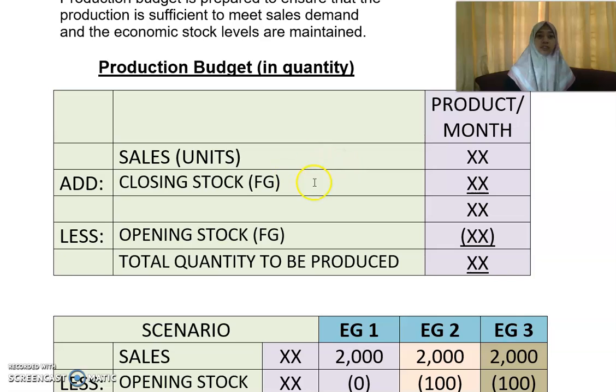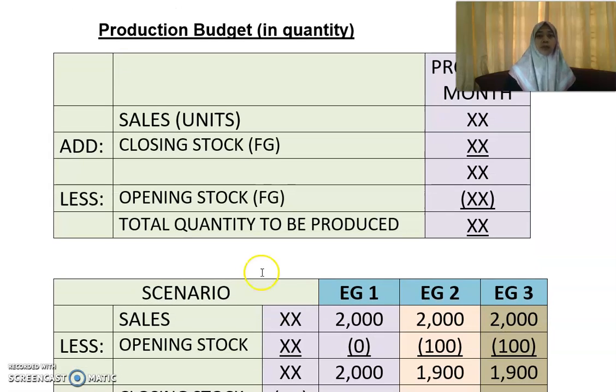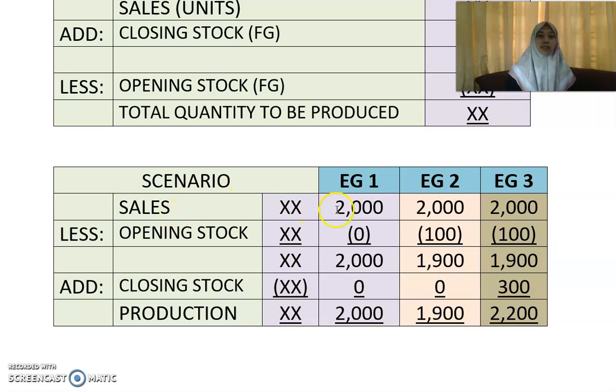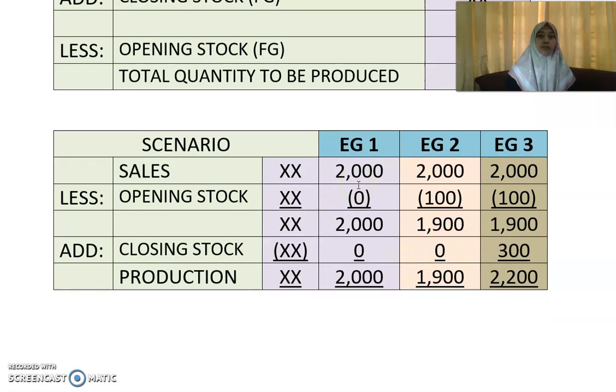So based on the sales unit just now, how many units that you want to sell? Next, you add your closing stock of your finished goods, less your opening stock of your finished goods, you will arrive at the quantity to be produced. So let's take, for example, why you need to add your closing stock and why you need to minus your opening stock. Okay, let's look at scenario 1 or example 1 first.